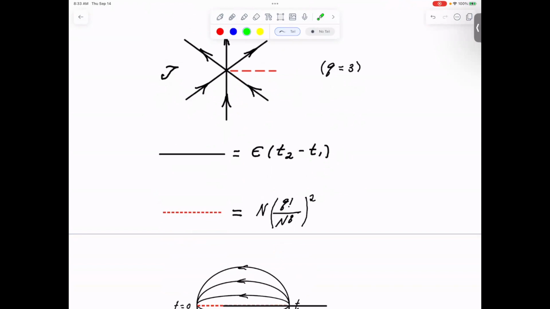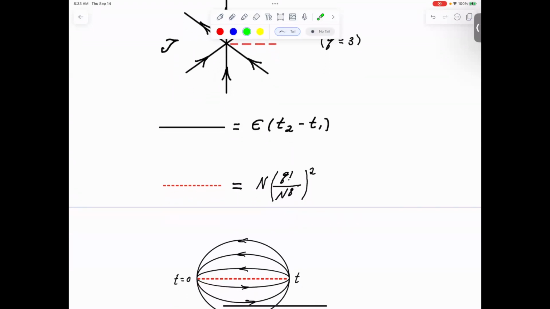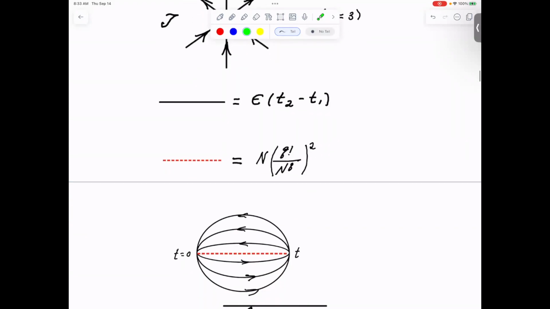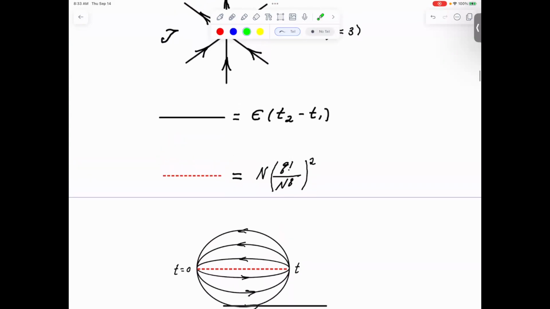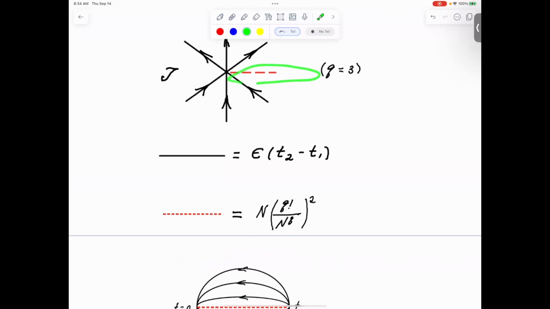There are propagators. The fermion propagators in the infinite temperature limit are very simple. They're simply epsilon. Epsilon here means the thing which is +1 when the argument is greater than 0, -1 when the argument is less than 0. So the propagators are very simple, epsilon of T2 minus T1. The propagator associated with the red line is this variance factor here, N Q factorial over N to the Q times J squared. So that's the propagator associated with the dotted red lines here.